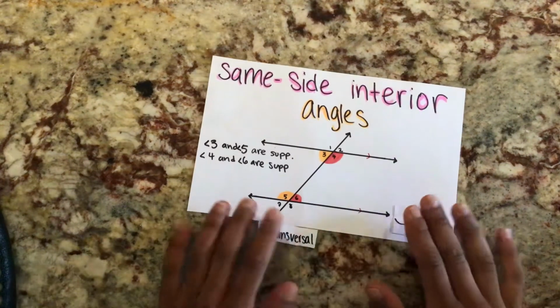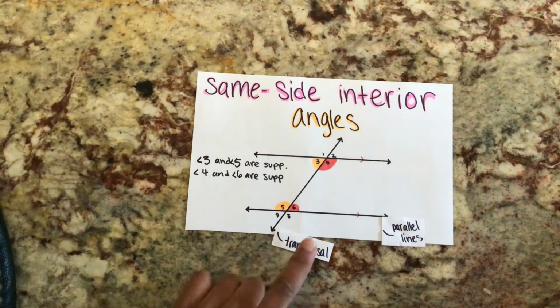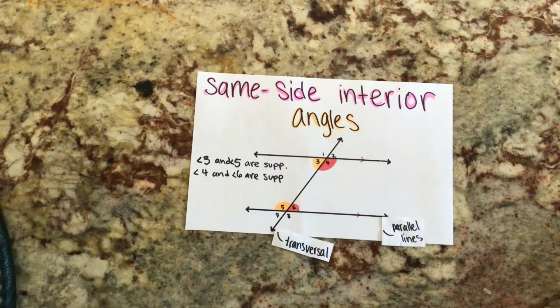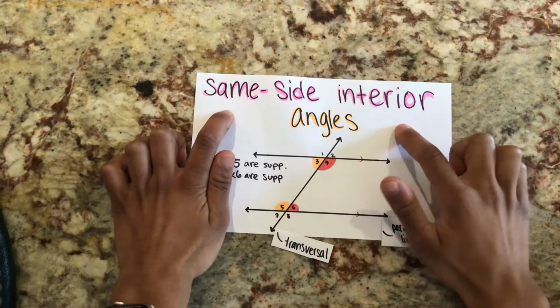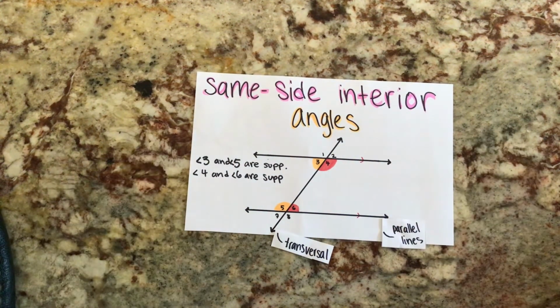Okay, going back to the previous diagram, we can now see that angles 3 and 5 are supplementary, and angles 4 and 6 are supplementary too. To remember this, just break apart the words same side interior. The supplementary angles are on the same side of the transversal, and they are the inside or interior of the transversal.